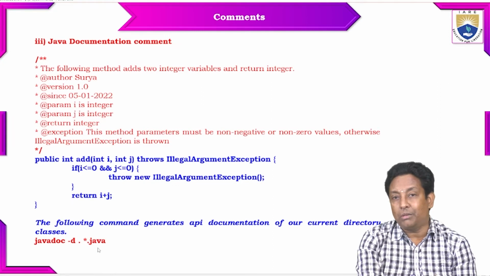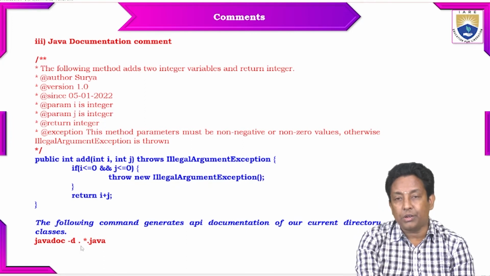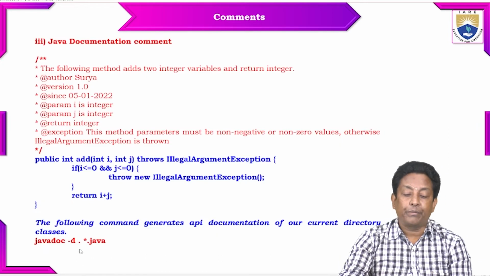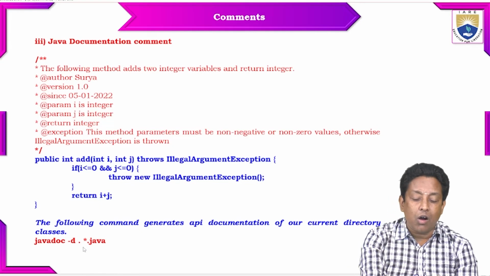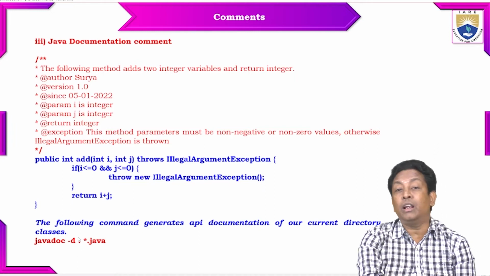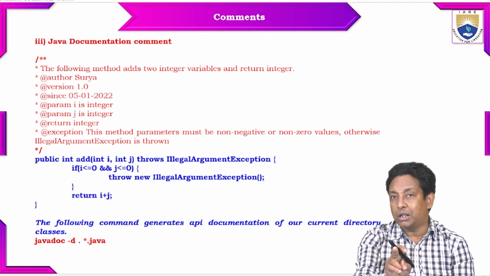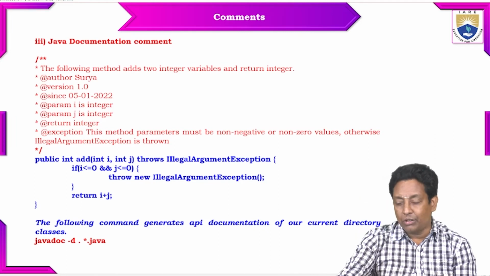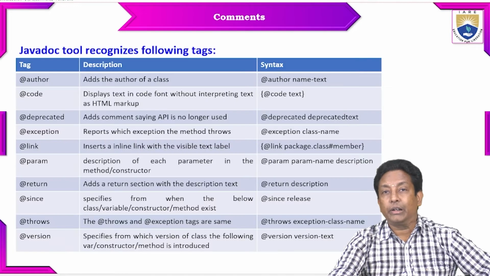But the javadoc command asks where the classes are. With -d, we are specifying the directory. Where is the directory? The current directory. Then the Java documentation tool understands that all the .java extension files in the current directory are to be generated with the Java documentation. The Java documentation comments that are written will be converted into HTML documentation. If you run this command, you will understand how the code is converted. So this is about the Java documentation command.